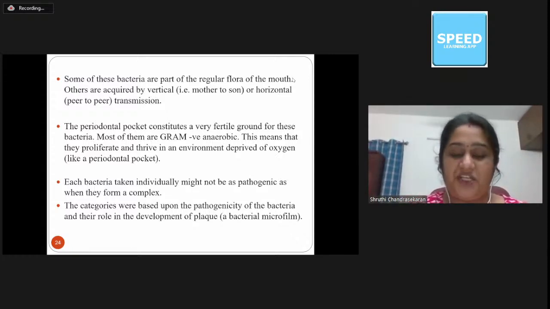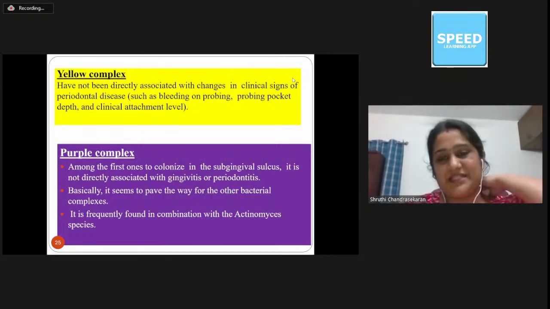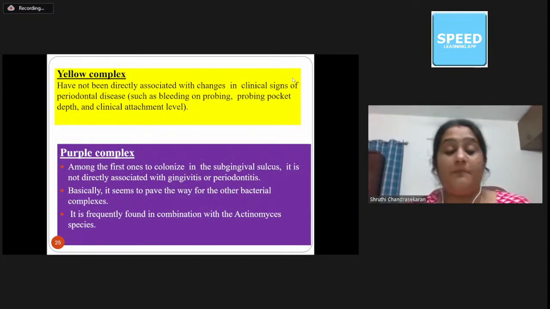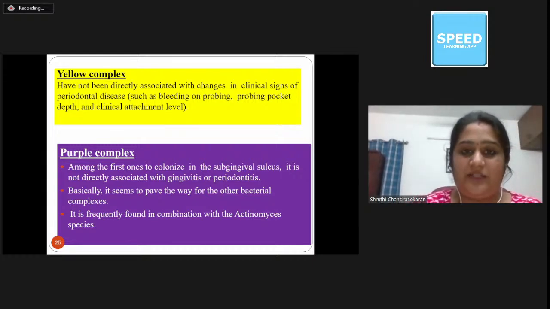This is what I mentioned of MCQ importance. The categories are based on the pathogenicity of the bacteria and the role that they play in the development of the dental plaque. So we'll be just seeing in brief about each. The yellow complex has not been directly associated with changes in the clinical signs or periodontal diseases.